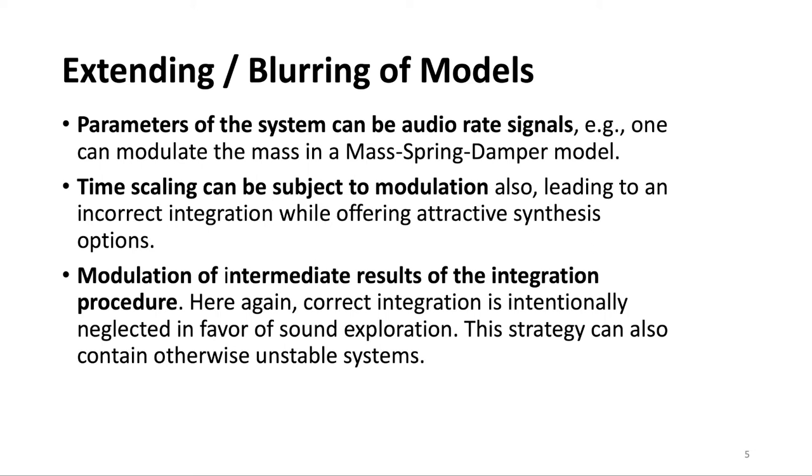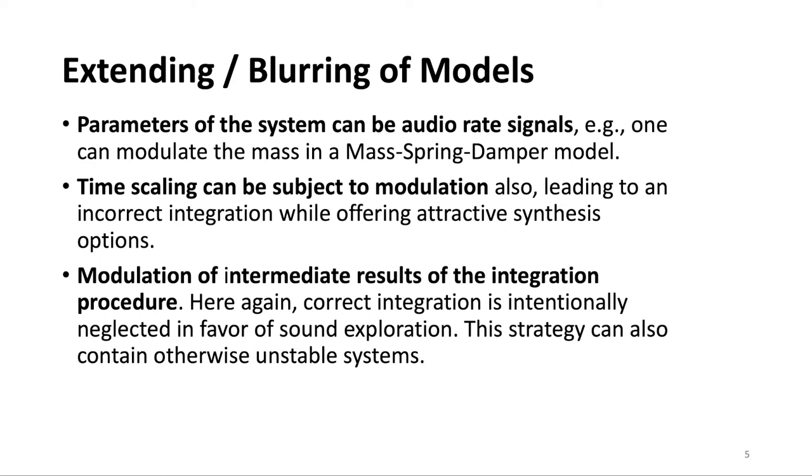First, modulation can apply to the parameters of the ODE system. That is the mildest form of blurring, as it still might have a physical plausibility. E.g., the mass of a mass spring damper model can oscillate. Secondly, the time scaling can be modulated as well, including the usage of negative times.